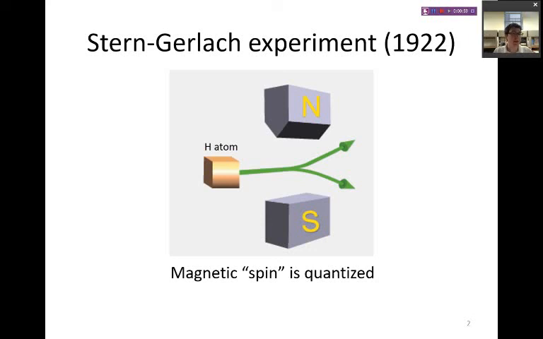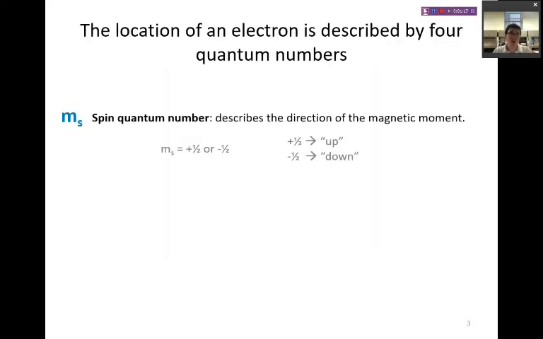From this, they obtained evidence that there is a magnetic property of atoms, and specifically electrons, and that spin is quantized. In other words, there are only discrete values that can be obtained. We now refer to that as the spin quantum number, and it describes the direction of the magnetic moment of the electrons. Because it's quantized, we can only have specific values, a spin of +1/2 or -1/2. Sometimes we hear that referred to as spin up or spin down.